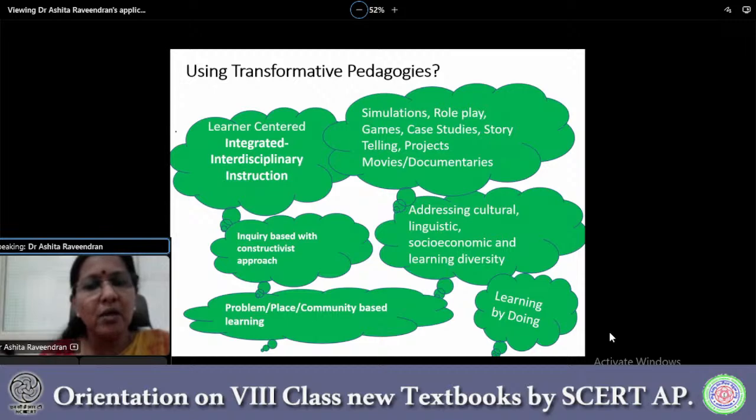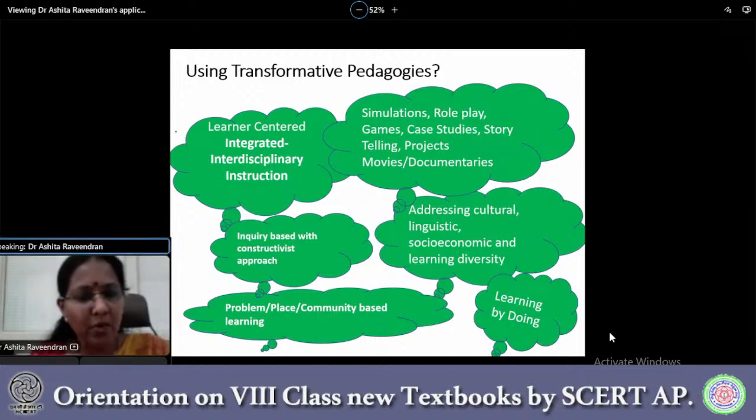When you show many documentaries or movies related to that, the children understand about diversity, and they learn why it is so and why it is important to respect diversity. Then there is the inquiry-based constructivist approach, which has to be followed.